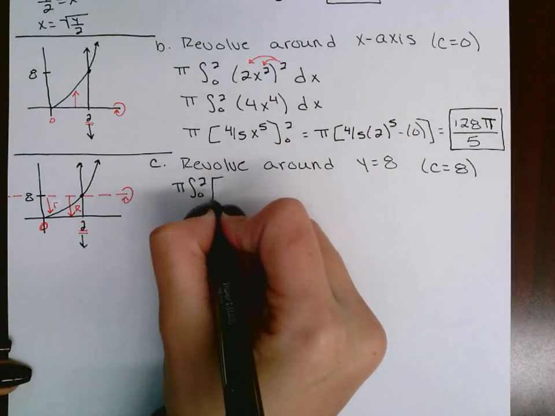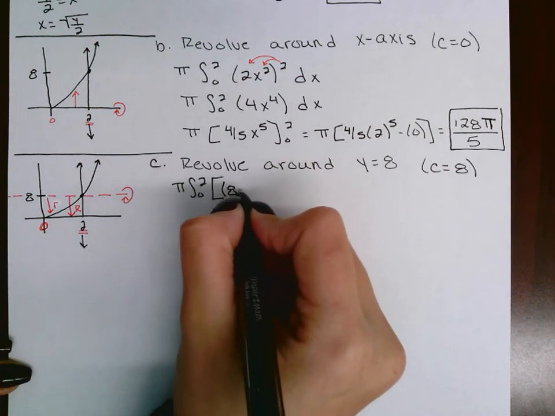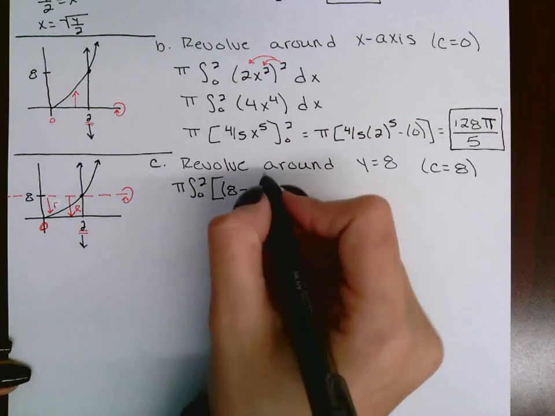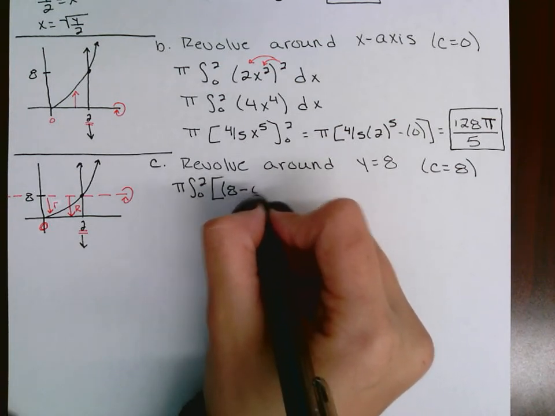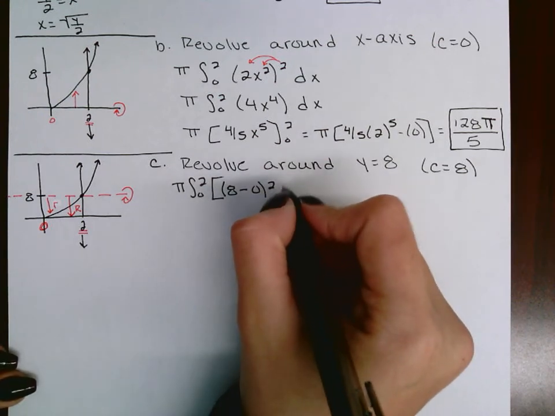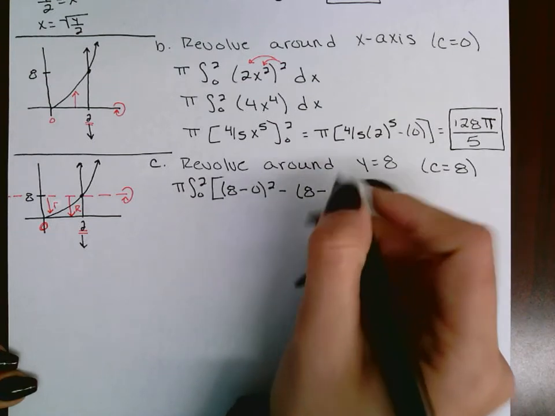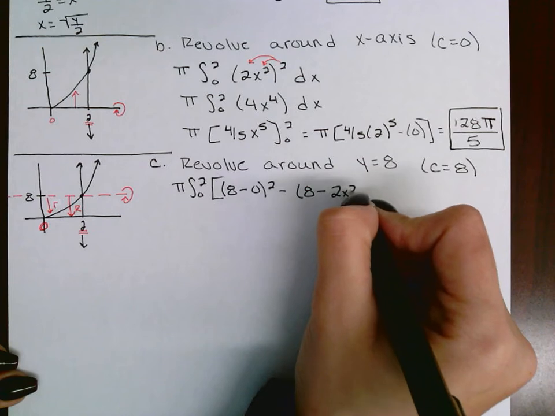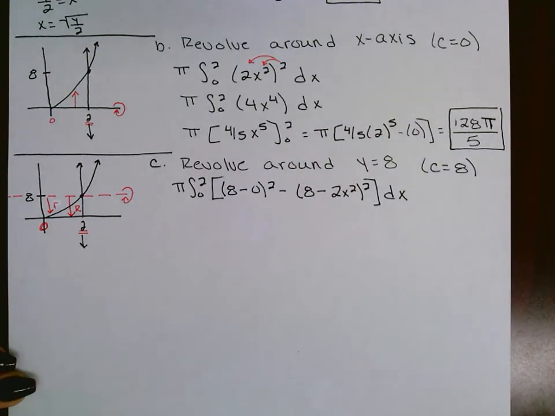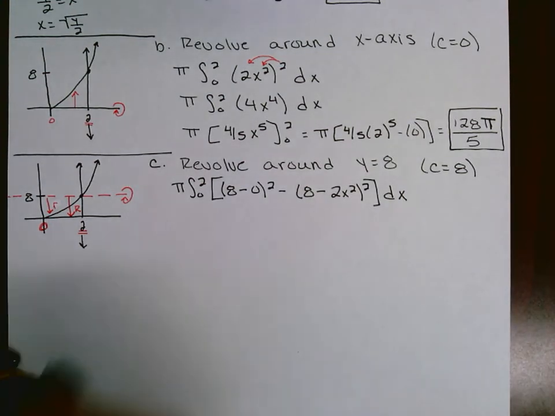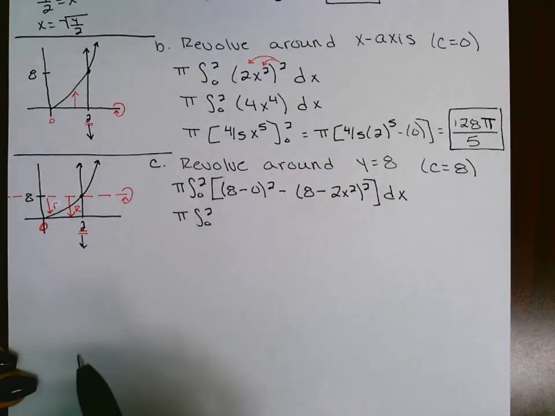So I have C, which is 8, minus the further function, which the further function is what? It's 0. And then minus C, which is 8, minus 2x squared, right, minus the outer function, which is 2x squared, squared. That's why I hit from 0 to 2, is the top is 8.